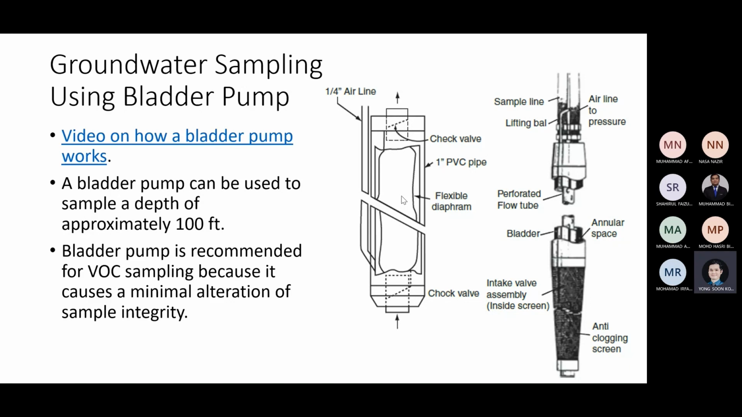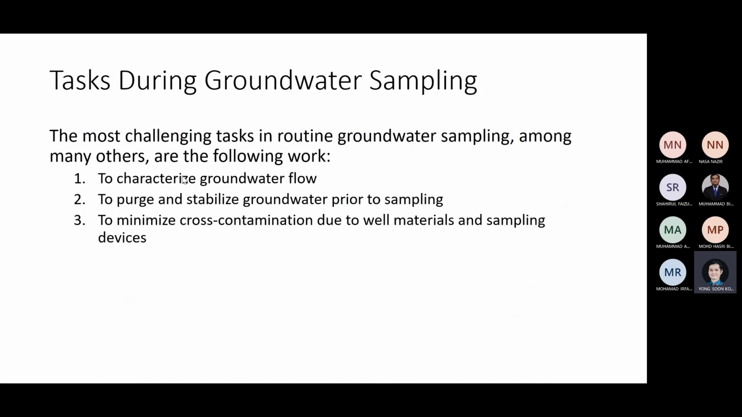If not mistaken, they work very much similar to a peristaltic pump, but they have a diaphragm here that can expand and shrink. So based on this motion of expanding and shrinking, water will come up. It's very similar to the rotor of the peristaltic pump, but this one is expanding and shrinking. Okay, you can watch the video of how a bladder pump works. So this is how it works.